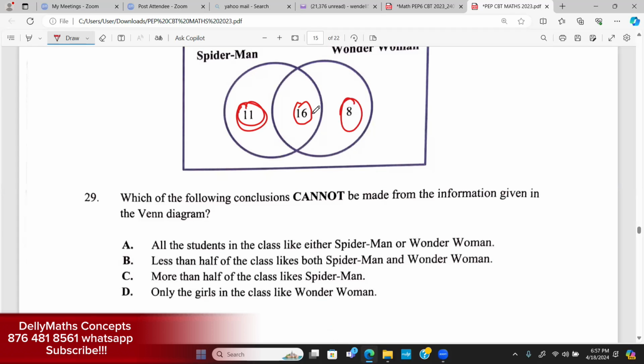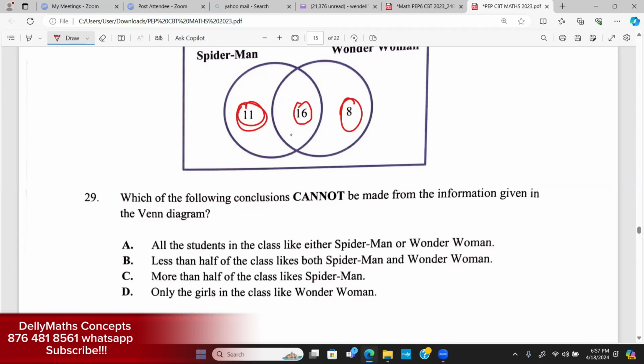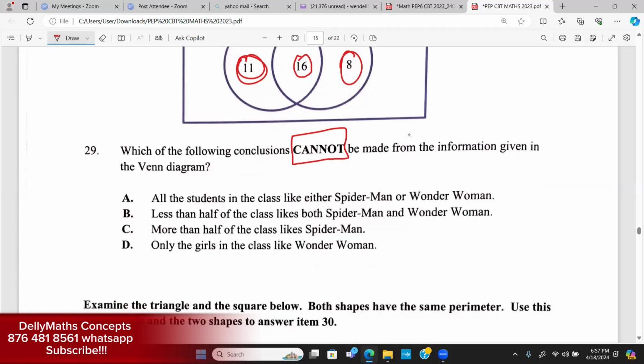All right. Now, in this case, we know what they like, but we don't know who, whether it's girls or boys. So let's see what they're asking. It says, which of the following conclusions cannot, not can, cannot be made from the information given. All the students in the class like either Spider-Man or Wonder Woman. We can know that.